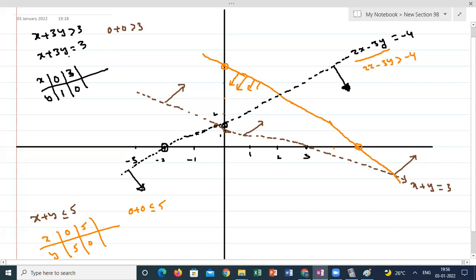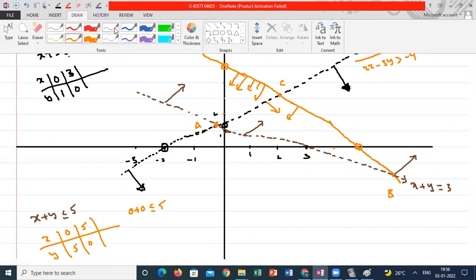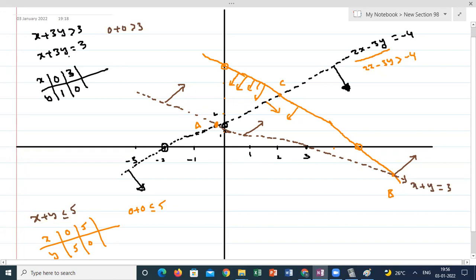If I am taking the three points, this is A, this is B, this is C. This is below the line, this is also on this side, and this is also on this side. So the region is like this now. I have to take the region like this. I am not touching the lines.